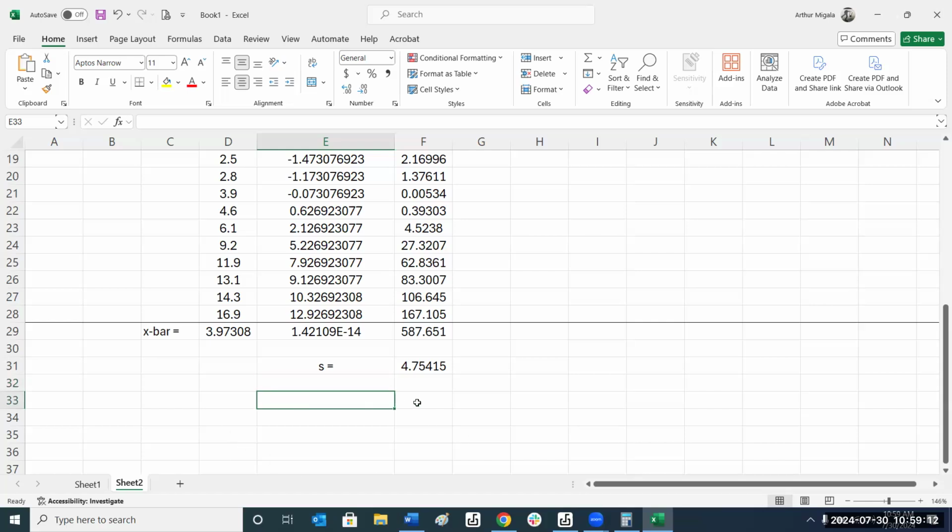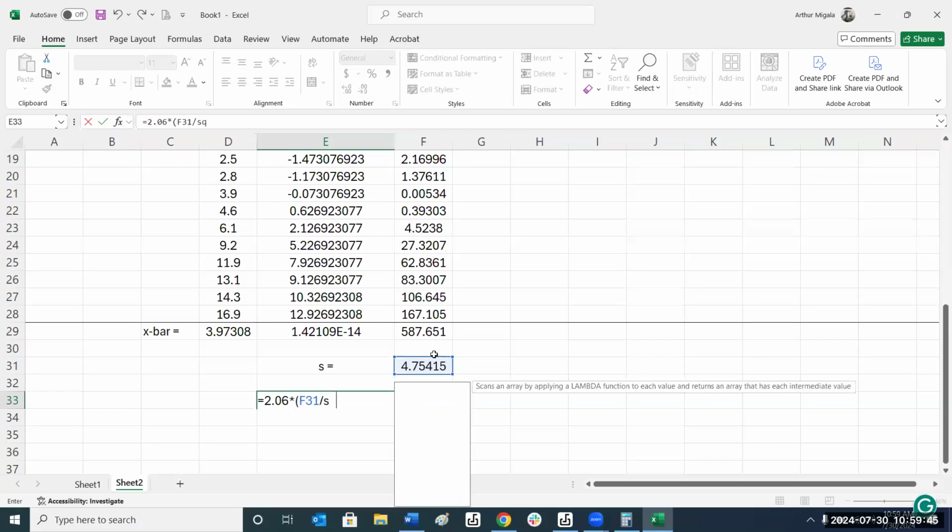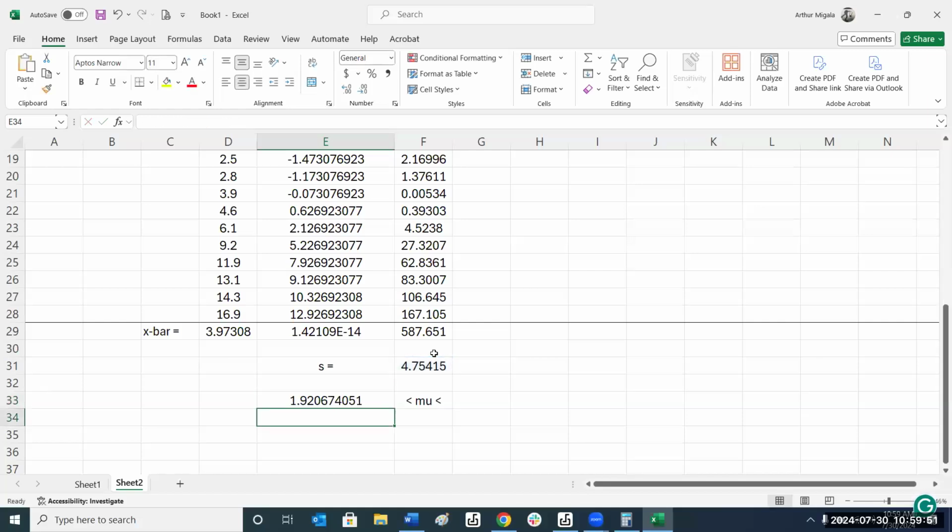All right, so our interval will be our t value, which was 2.06, times our S, times that divided by the square root of 26. So that's our error.